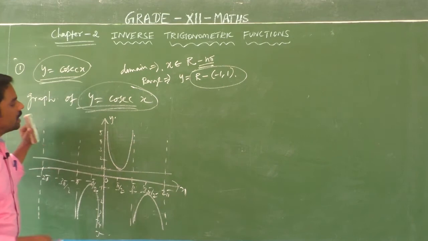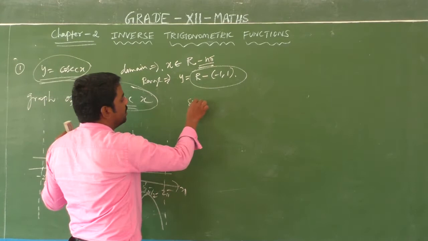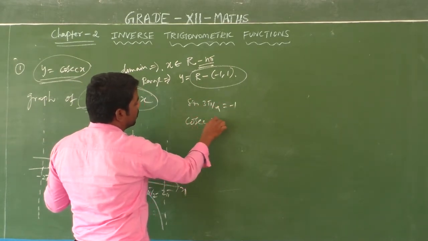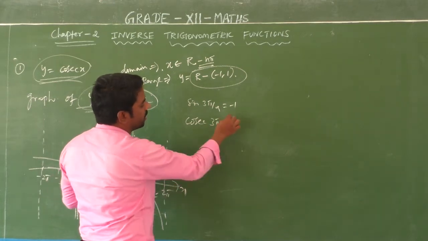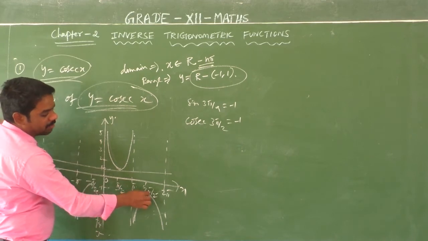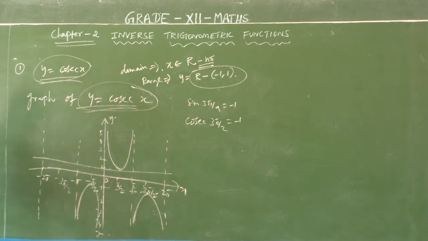You know the value of cosecant of 3 pi by 2. Sine of 3 pi by 2 is minus 1, and cosecant of 3 pi by 2 is the reciprocal of minus 1, which is minus 1. So y equal to cosecant x at x equal to 3 pi by 2 has value minus 1. So this point is 3 pi by 2 comma minus 1. Next, minus pi to 3 pi by 2. This is the curve y equal to cosecant x.